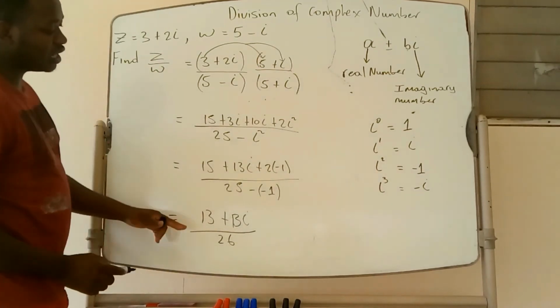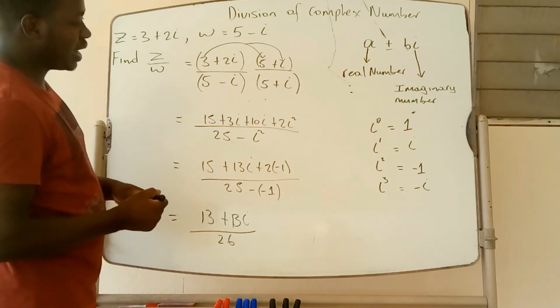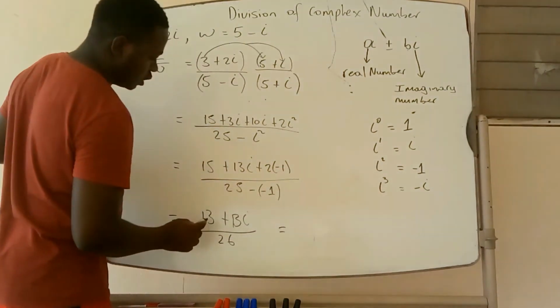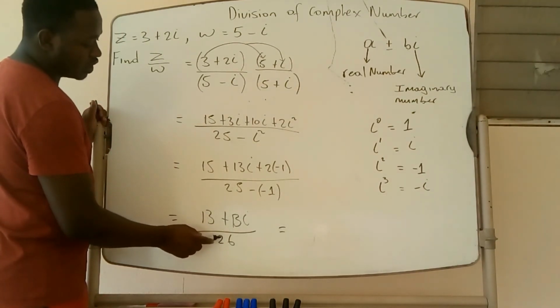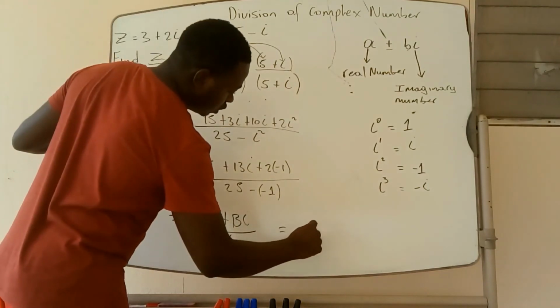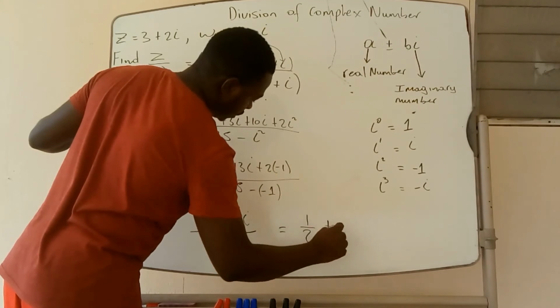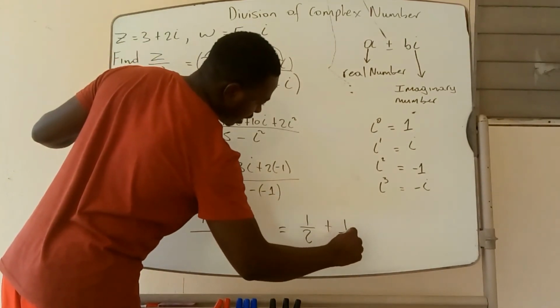Now we can write this in the form a plus bi. So this is going to equal 13 over 26, right? And 13 over 26, that's just 1 over 2. So this is going to be half, plus 13i over 26 is just the same thing as half i.